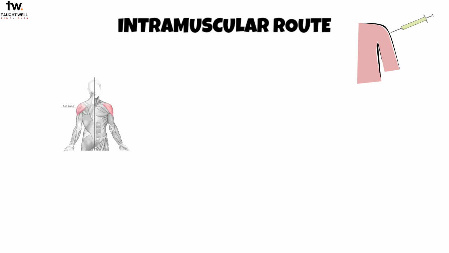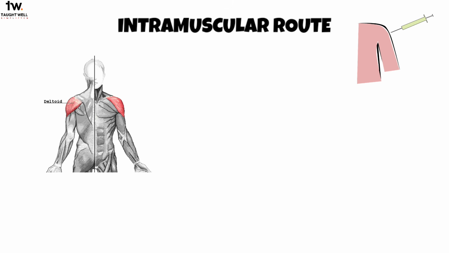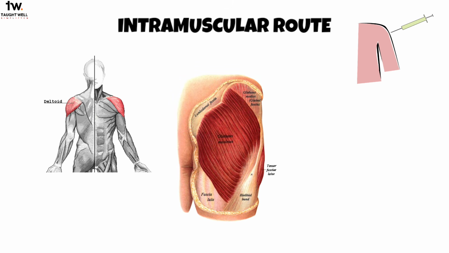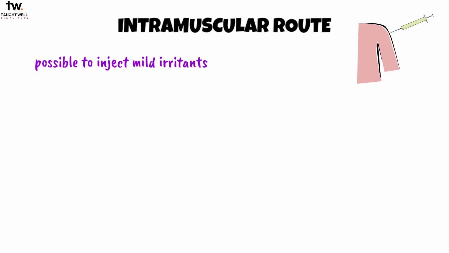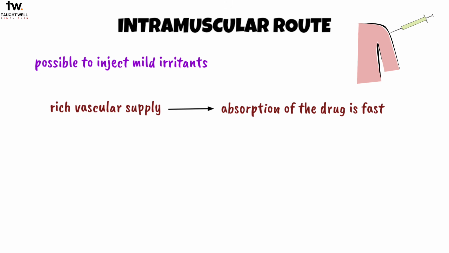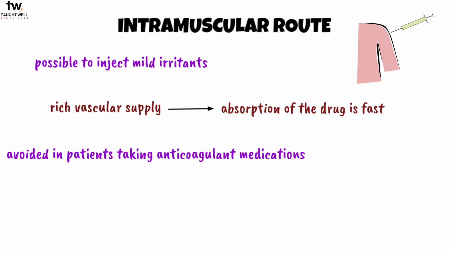In the intramuscular route, the drug is injected in one of the large skeletal muscles, most commonly the deltoid, triceps, gluteus maximus, and rectus femoris. Since the muscles are not as well innervated with sensory nerves as compared to the subcutaneous tissue, it is possible to inject mild irritants into the muscle. Moreover, since muscles have a rich vascular supply, the absorption of the drug is fast. This route should be avoided in patients who are taking anticoagulant medications.